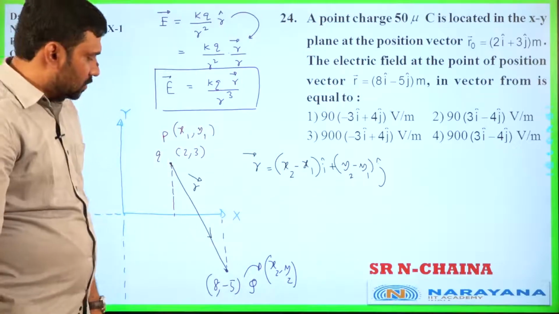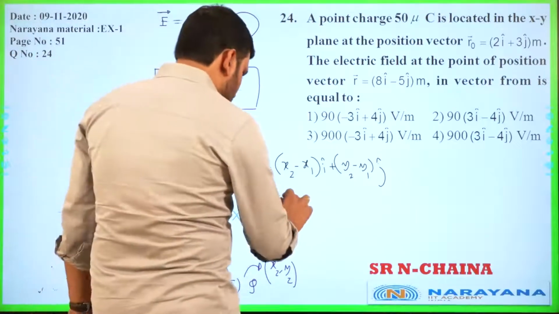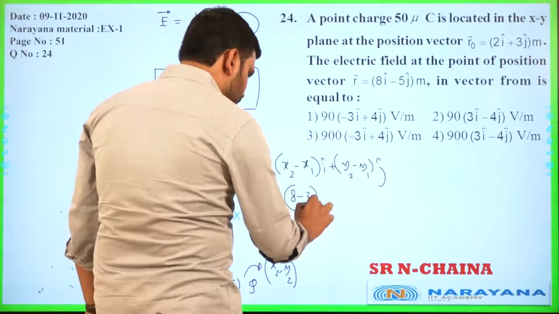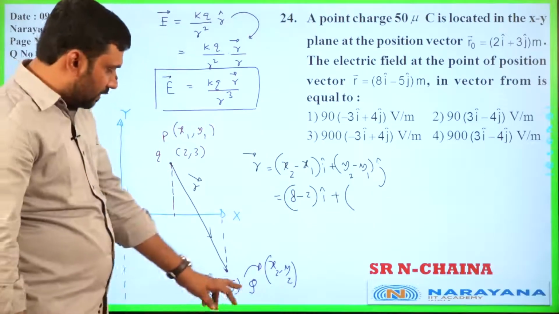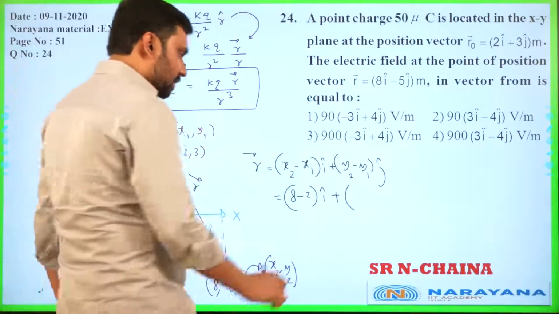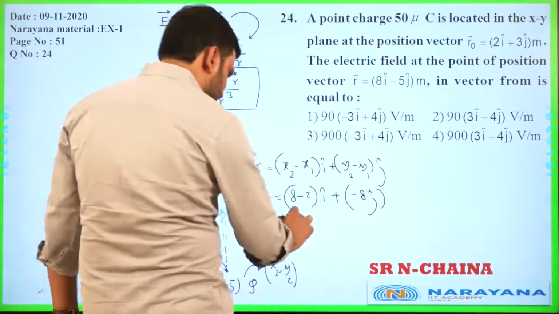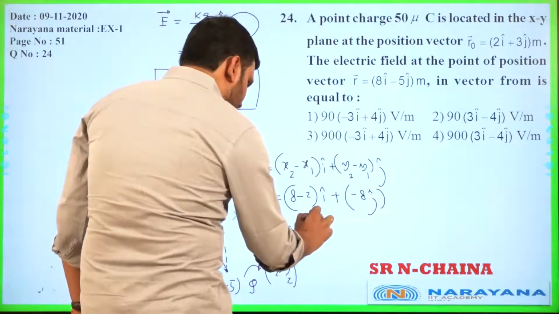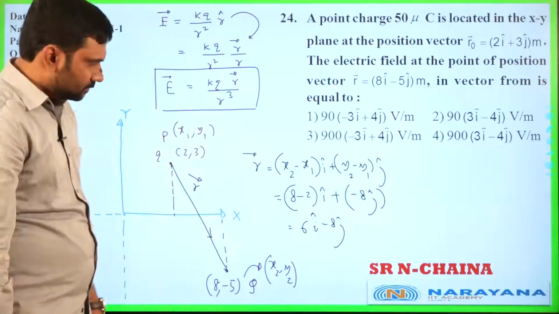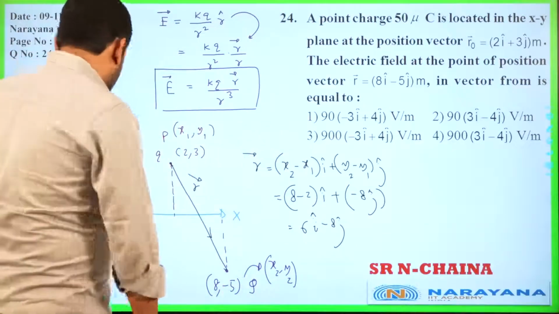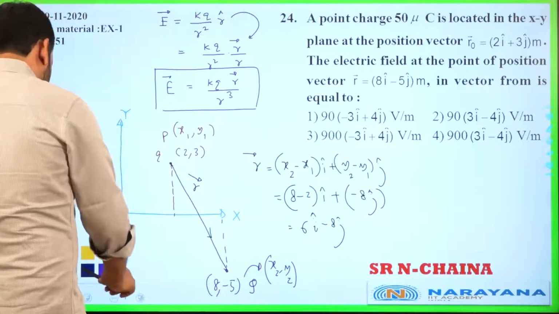All right. So what is x2 value here? 8. x1 value is 2. So 8 minus 2 I cap plus, what is y2 value here? y2 value is minus 5, minus 3. So it becomes minus 8 j cap. So it is coming to be 6 I cap minus 8 j cap. All right. So from this R vector, now we will directly substitute into the formula.